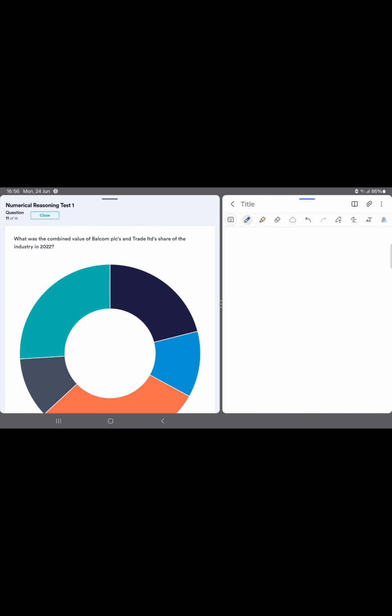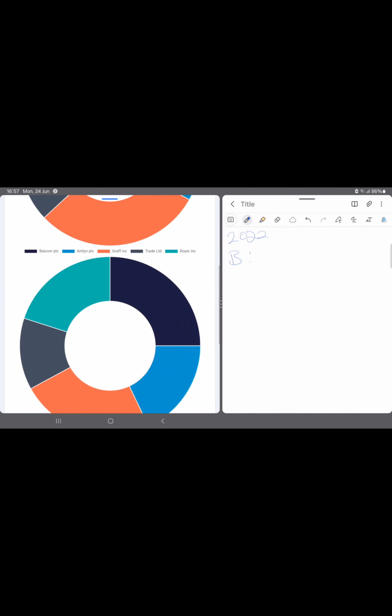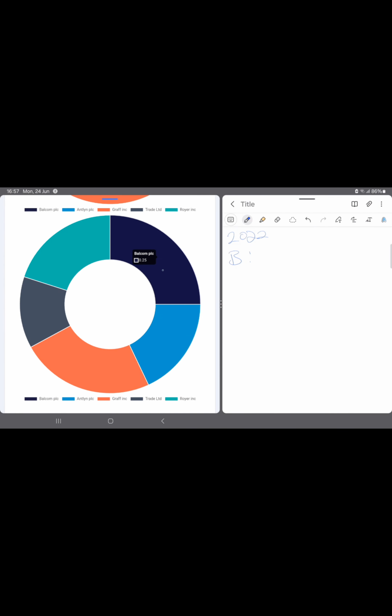Okay, still on the same pie chart. It says, what was the combined value for Balcom's and Trade's share of the industry in 2022? Okay, firstly, we can write that we are looking at 2022. Then for Balcom, the percentage was 0.25. Okay, and then for Trade, the share was 0.13.